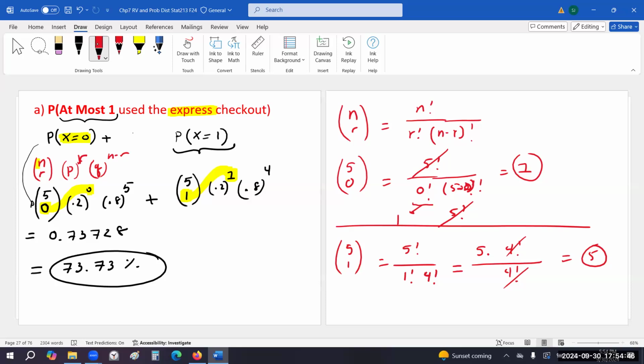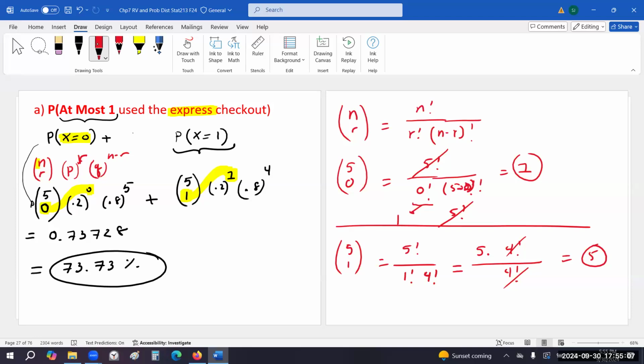Okay? No, the reason is because it says P on one, so that's why you try to create 1, 0. At most 1 means either 1 or 0. Go ahead.